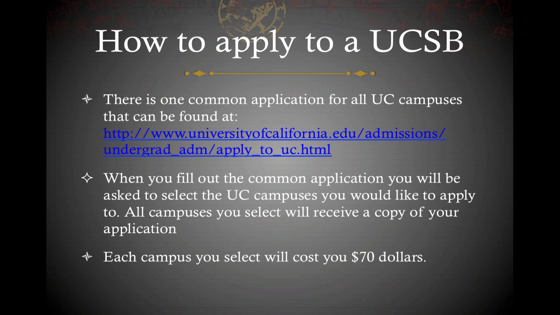How to apply to UCSB. There is one common application for all campuses in the UC system. The blue link in front of you will take you there. When you fill out the common application, you will be asked to select the UC campuses you would like to apply to. All campuses you select will receive a copy of your application. Each campus you select will cost you $70.